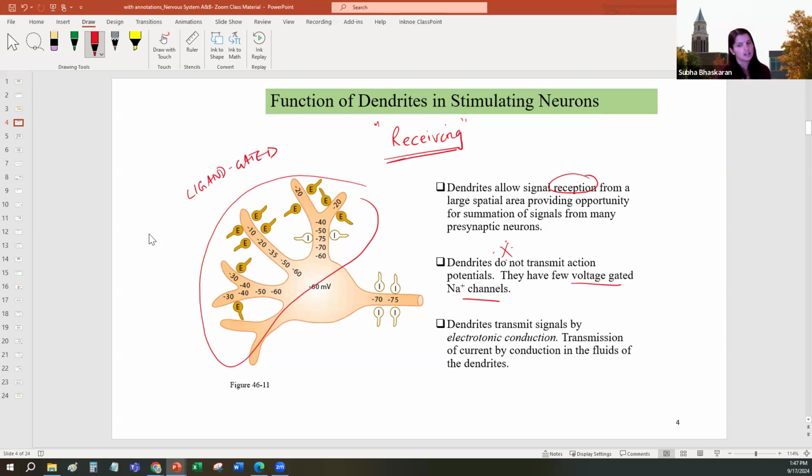We talked about that. So remember, these kinds of potentials that are generated by ligand gated channels are called graded, correct? Graded potential. What are the other names for graded potential?